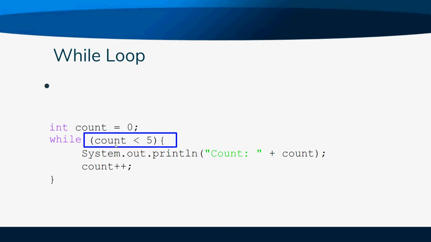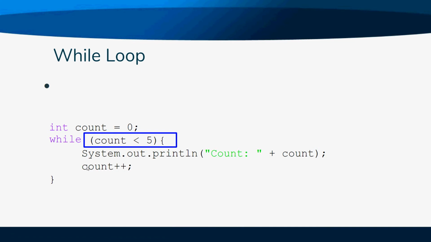5 is not less than 5, so this is where it falls out of the loop and executes whatever's left. So it's the same as an if statement, only it continues iterating through this code so long as it's true. Now suppose I didn't have this count plus plus.